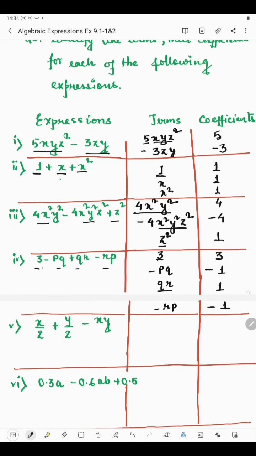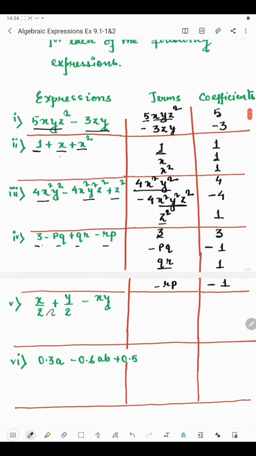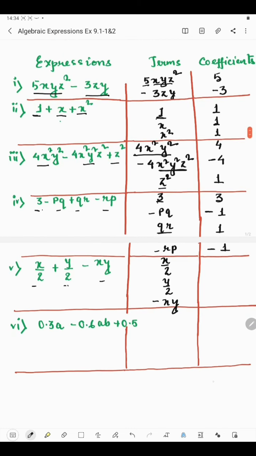Okay, now next. Now in the fifth part we have x by 2 plus y by 2 minus xy. So here we have three terms, x by 2, y by 2 and minus xy. So the coefficient of x by 2. Now see, coefficient of x by 2 will be here. Actually, how do we get x by 2? If you multiply 1 by 2 by x, then only we get x by 2. That means with this variable half is present. So half will be the coefficient of x by 2.